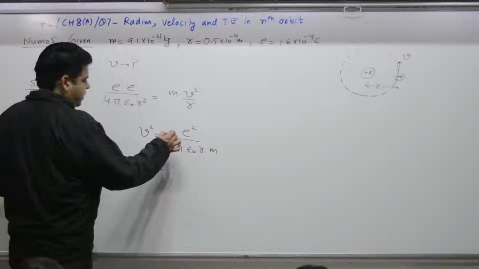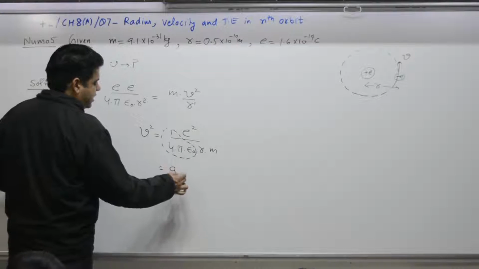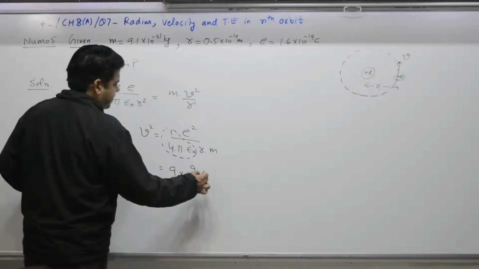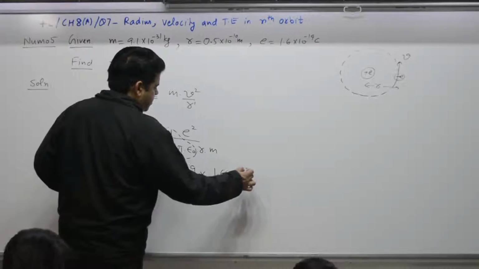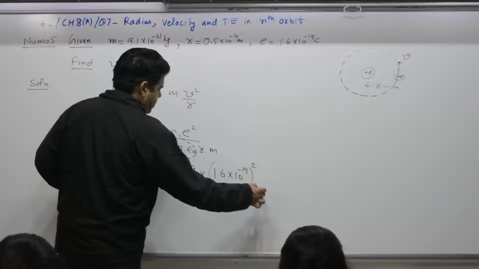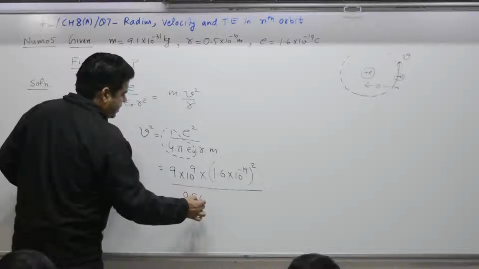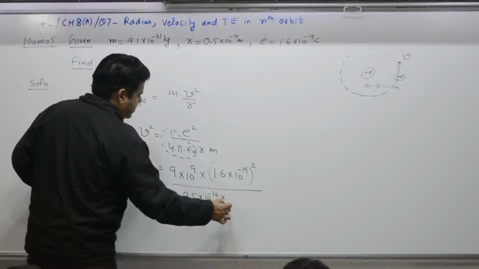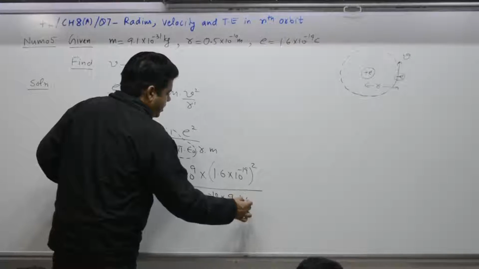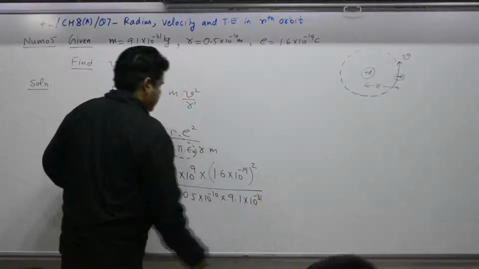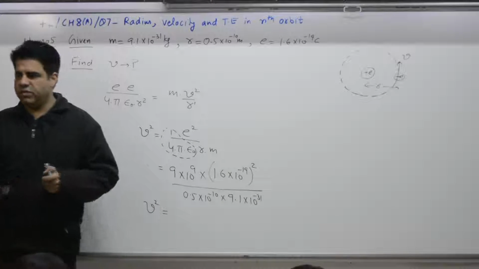v square is equal to 1 by 4 pi epsilon naught. This value is equal to what? Yes, 9 into 10 raised to power 9. Charge on the electron is 1.6 into 10 raised to power minus 19, squared. Radius, yes, 0.5 into 10 raised to power minus 10. Mass of the electron, m, given 9.1 into 10 raised to power minus 31. Find v square. 1 minute for calculation.